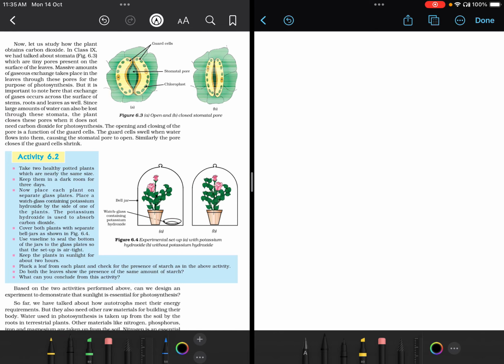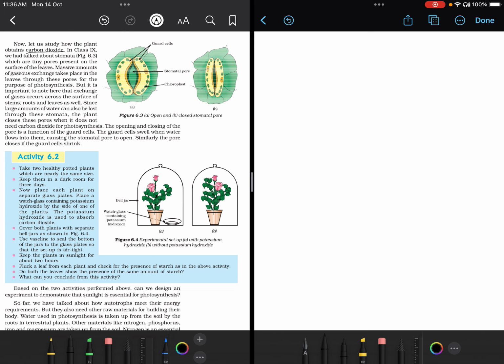Today let's start with the remaining part of photosynthesis and gaseous exchange of plants. And let's study. Now, from this paragraph, let's simplify the paragraph. Let us study how the plant obtains carbon dioxide.